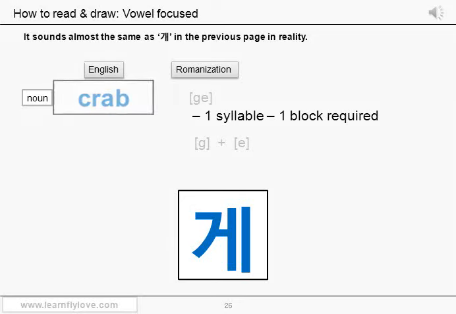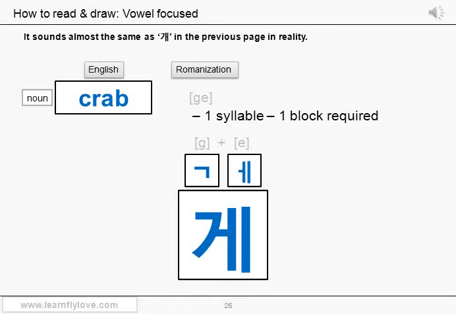Next word is a crab. That thing lives in the sea and walks sideways. Check out the romanization and let's hear the sound first. Ke. It sounds very, very similar to a dog, right? Then let's check out the Korean spelling. The first consonant is G, like G in English. And the vowel is E. So it's G, E, ke. It will take a while to distinguish the sound between a dog and a crab, but just for now, you can think it's exactly the same.